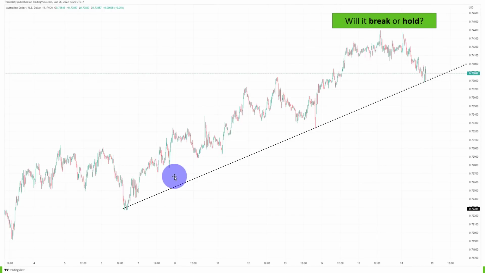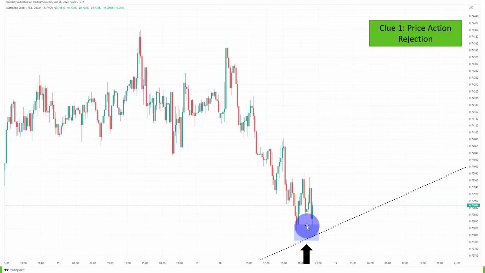Next example, what do you think about this trend line? We are just here at our third touch point. What do you think? Looking at it, is it likely to break or hold? First of all, when we zoom in, we see rejection here. You can see we have multiple candlestick wicks here to the downside. The market did try to break it, but it seems like for now we don't have enough strength.